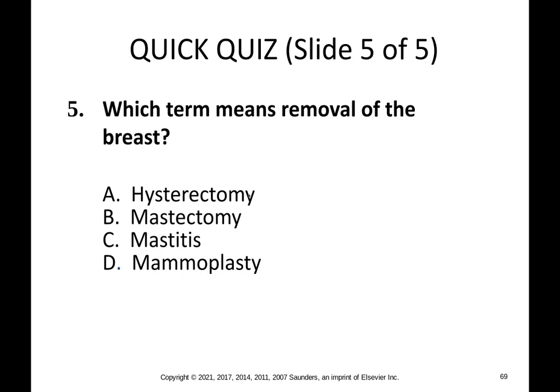Hysterectomy. So ectomy sounds right for removal, right? But hystero is for the uterus. So mastectomy would be masto or masti for breast and ectomy for removal. So the correct answer is B. And that's the end of lesson 8.1.